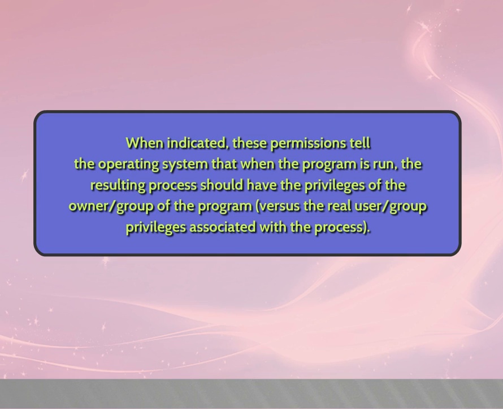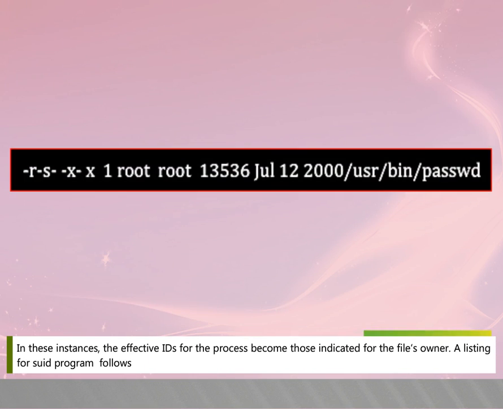When indicated, these permissions tell the operating system that when the program is run, the resulting process should have the privileges of the owner or group of the program, that is, versus the real user or group privileges associated with the process. In these instances, the effective IDs for the process become those indicated for the file's owner. A listing for SUID program follows.